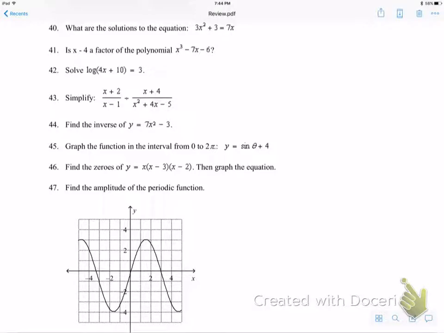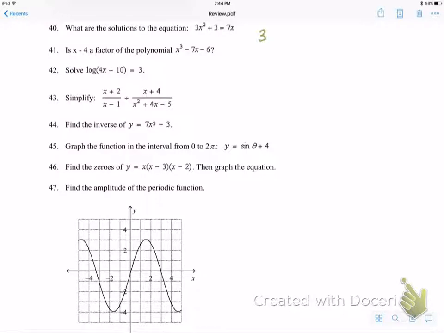In number 40, we're asked to find solutions to the equation. You can find solutions by graphing or completing the square, or factoring, or solving by the quadratic formula. I'm going to solve number 40 with the quadratic formula because the quadratic formula works every time.